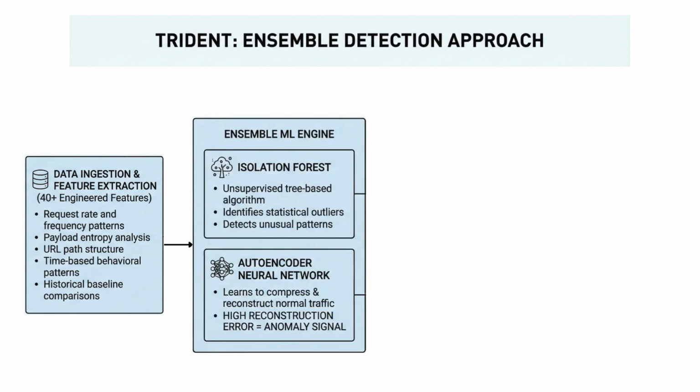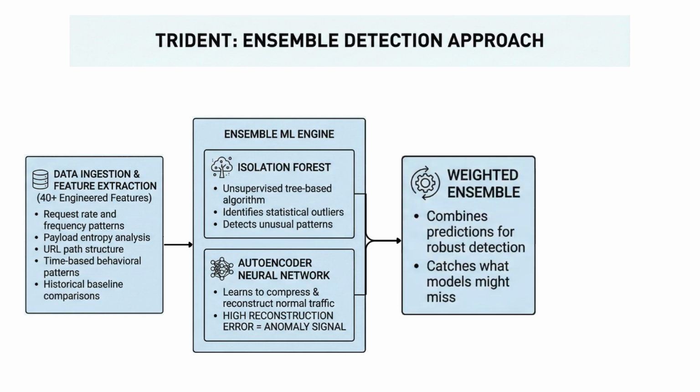Then we use an ensemble detection approach, combining Isolation Forest, an unsupervised tree-based algorithm that identifies statistical outliers. It's excellent at detecting unusual patterns in high-dimensional data. Autoencoder neural network: this learns to compress and reconstruct normal traffic patterns. When it encounters an attack, the reconstruction error is high. That's our anomaly signal. Weighted ensemble: we combine both models' predictions for robust detection that catches what either model alone might miss. And then final decisions.